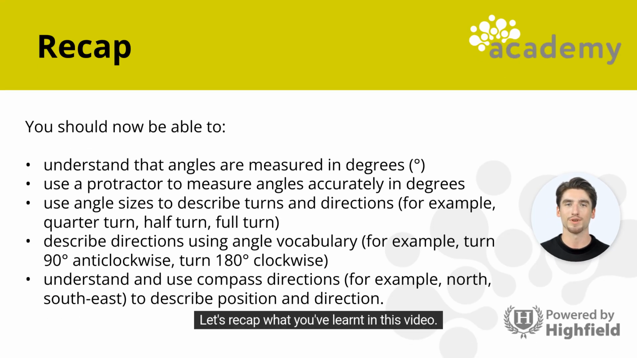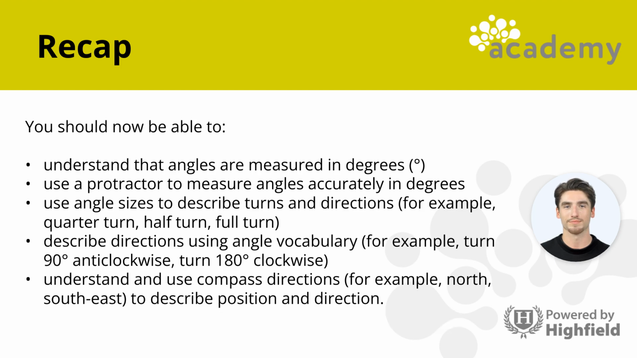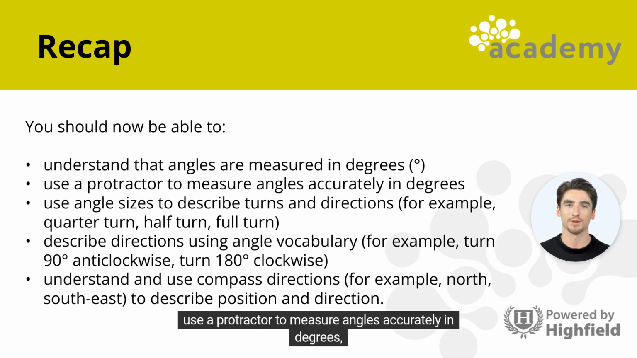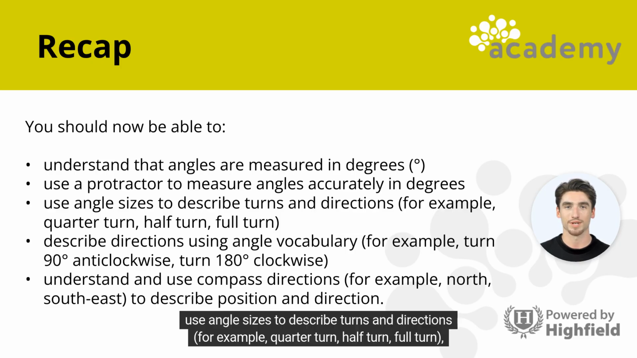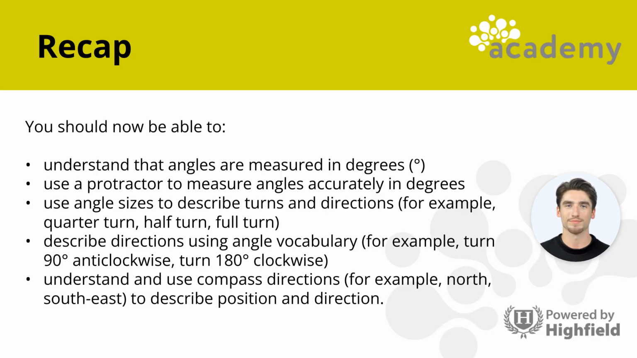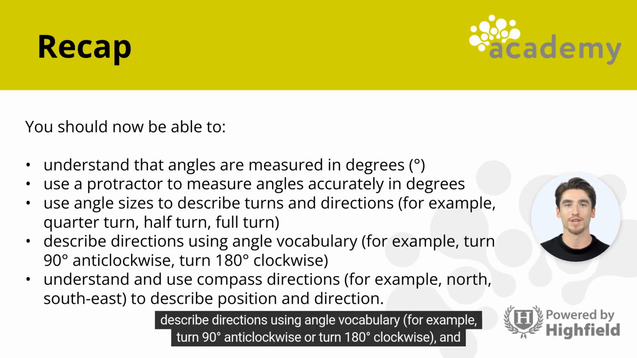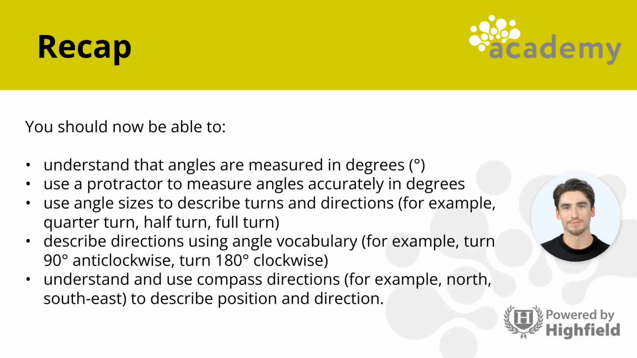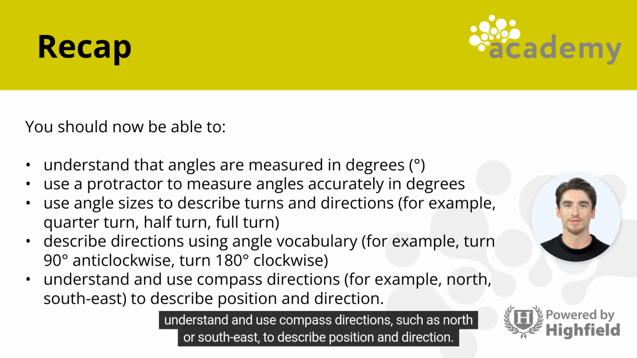Let's recap what you've learnt in this video. You should now be able to understand that angles are measured in degrees. Use a protractor to measure angles accurately in degrees. Use angle sizes to describe turns and directions, for example, quarter turn, half turn, full turn. Describe directions using angle vocabulary, for example, turn 90 degrees anticlockwise or turn 180 degrees clockwise, and understand and use compass directions, such as north or southeast, to describe position and direction.